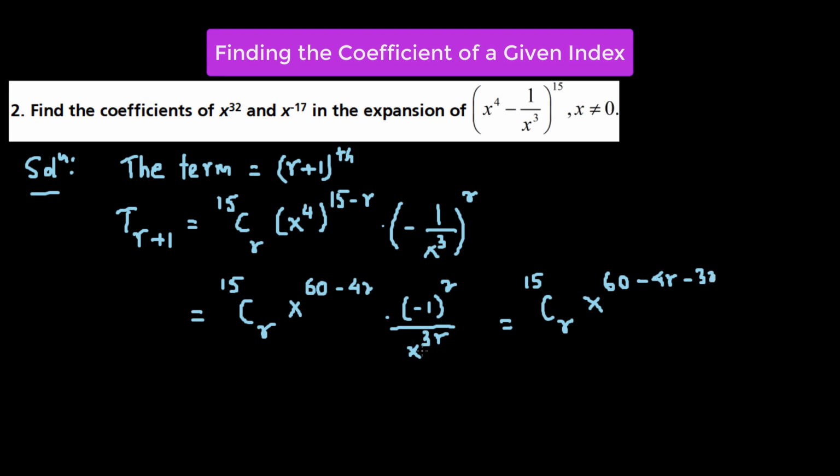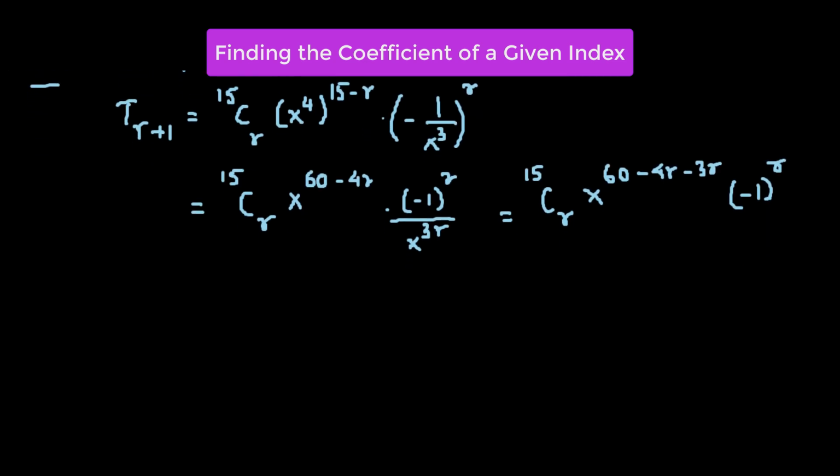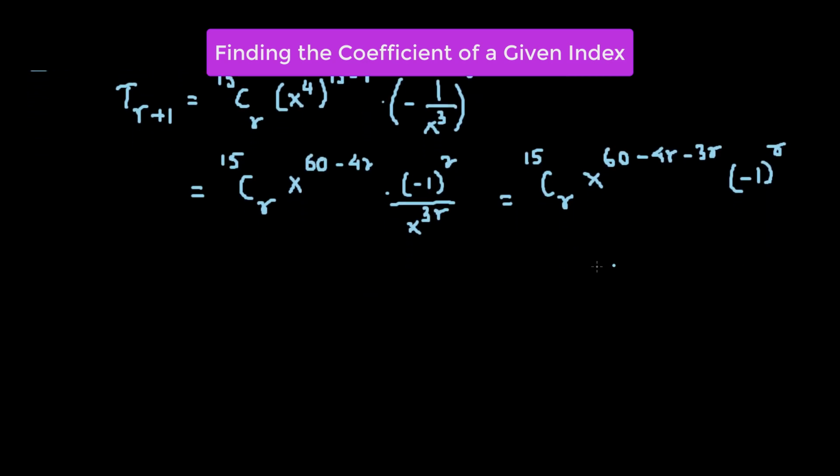So what we have done, we have taken the exponent of x in the denominator to the numerator and subtracted it, times (-1) raised to the power r. So that gives us the final one as 15Cr (-1) raised to the power of r times x raised to the power of 60 minus 7r. So this is our (r plus 1)th term.